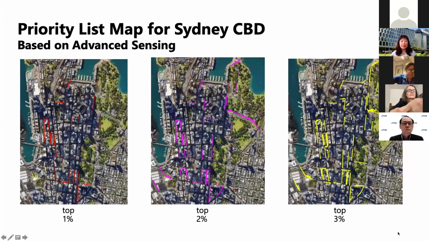So you can look at what the actual risk map looks like. If you look at the left one, it is the top 1% of the high risk pipes, and you can see them listed in red color. The middle one in pink color is the top 2% of the risky pipes, and the right-hand side is the top 3%. So this gives you a clear indication of which pipe, which section you may need to pay more attention to. So next one, please.